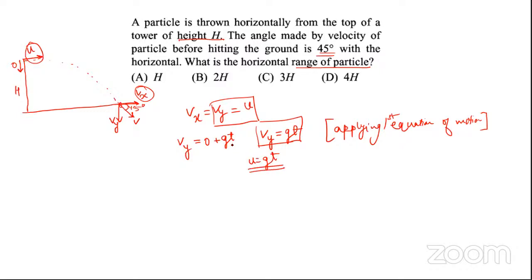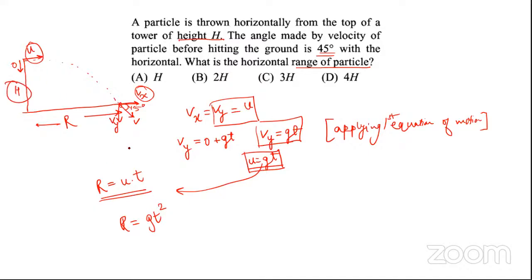Alright, now what we do is find the range. Range is basically distance, and distance equals speed into time, because there is no acceleration in the horizontal component. So distance equals u into t. Now we found u as gt, so we substitute this over here and we get R equals g t square.